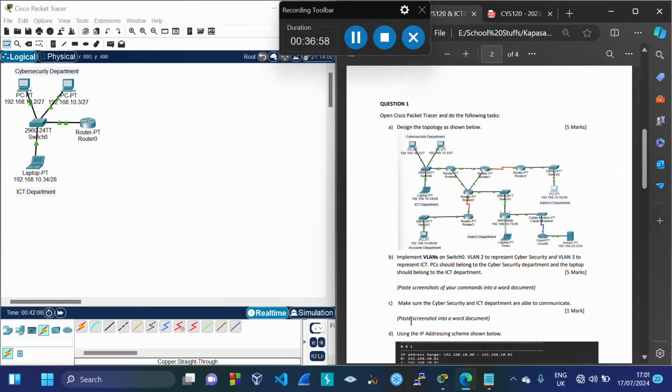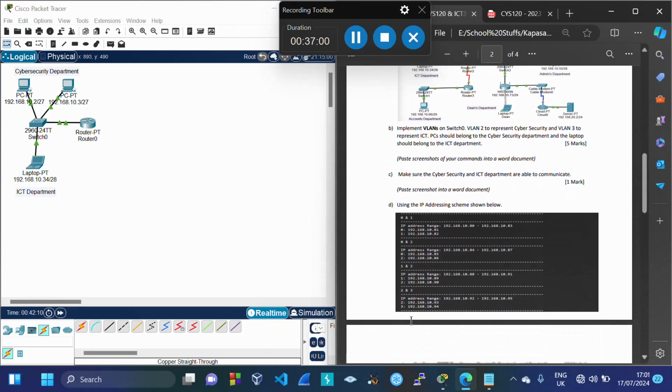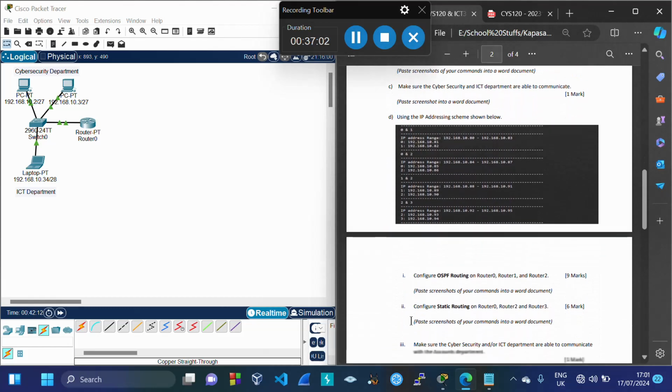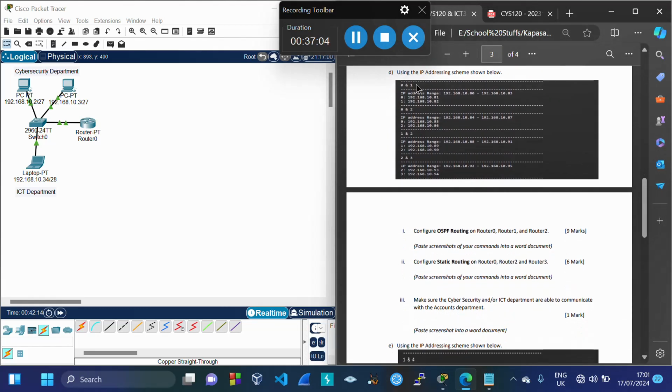Then let's proceed. We have question D. Under question D, they are saying using the IP addressing scheme shown below, configure OSPF routing on routers 0, 1 and 2.